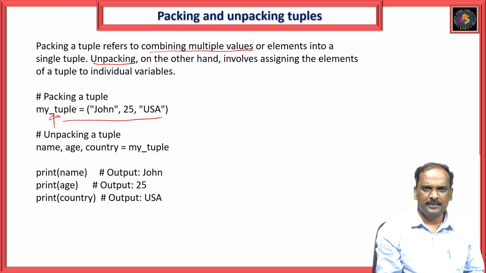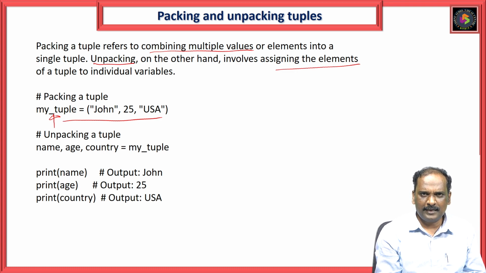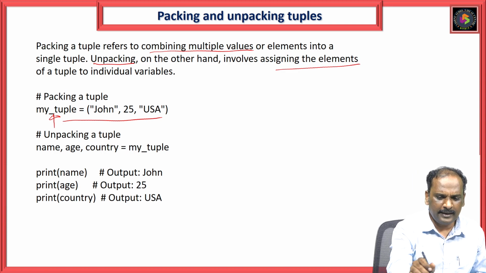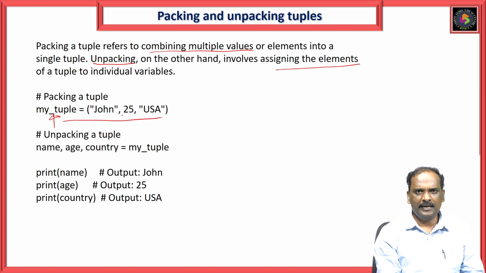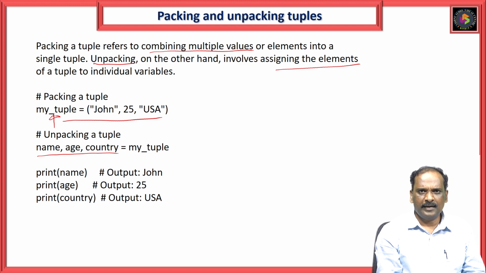The vice versa is called unpacking. Unpacking means assignment of elements of a tuple to individual variables. Here in the unpacking example, my tuple contains three values. The first value is John, the second value is 25 and the third value is USA. Now I want to unpack the tuple elements, so I am taking three variables: one is name, another is age and the third one is country.